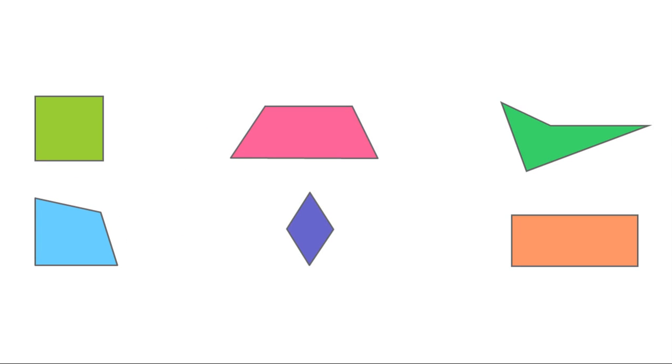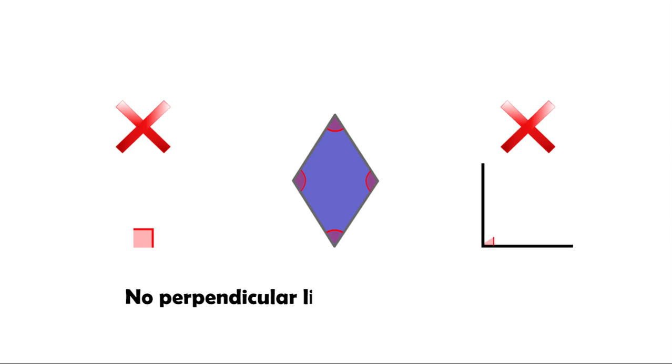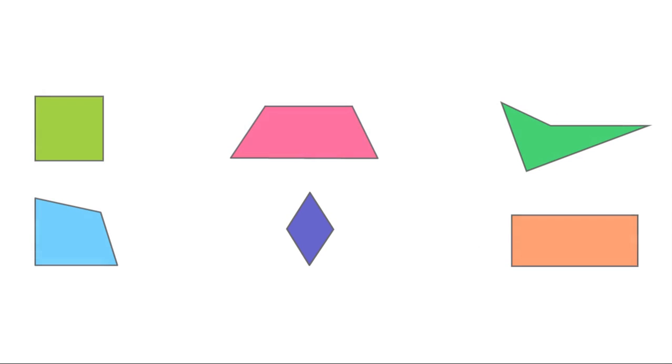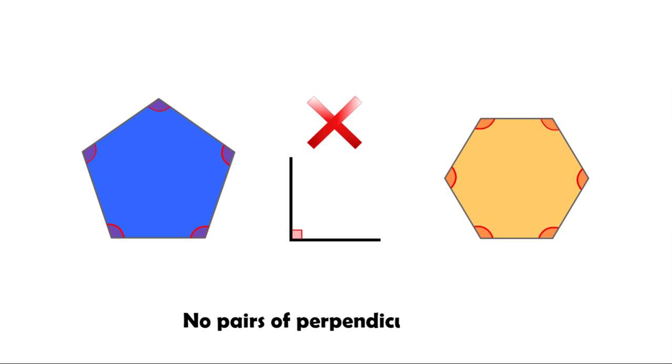Now, what about other familiar quadrilaterals? Let's look at this rhombus. As you can see, this rhombus has no right angles, and as a result, there are no perpendicular lines within this polygon. Also, this pentagon and this hexagon have no right angles and no pairs of perpendicular lines.